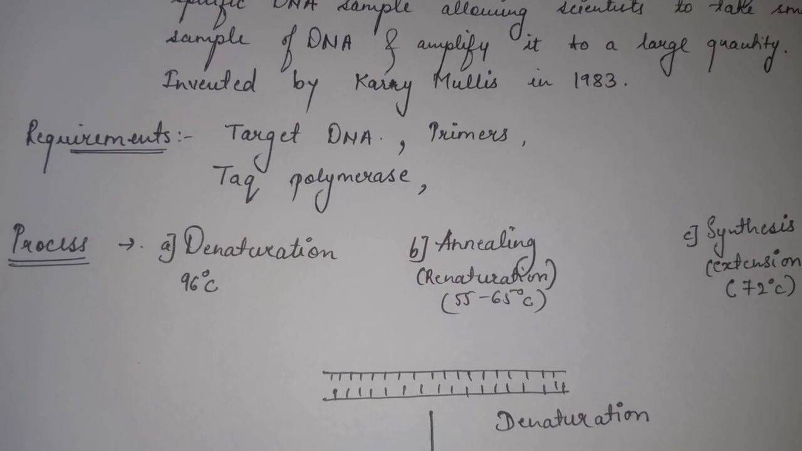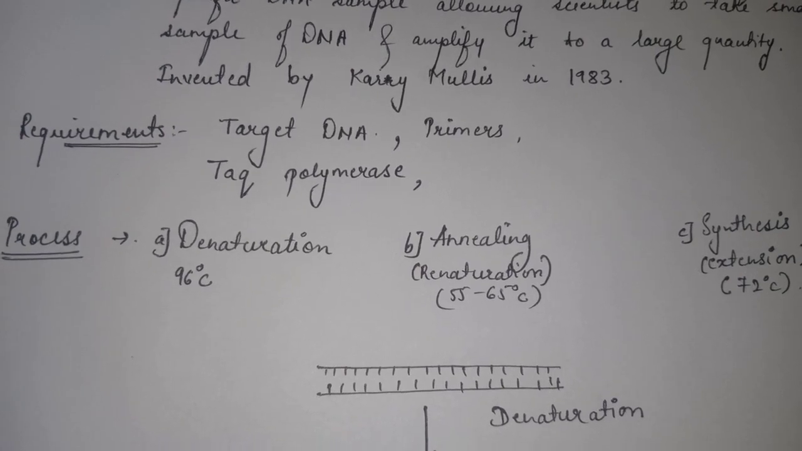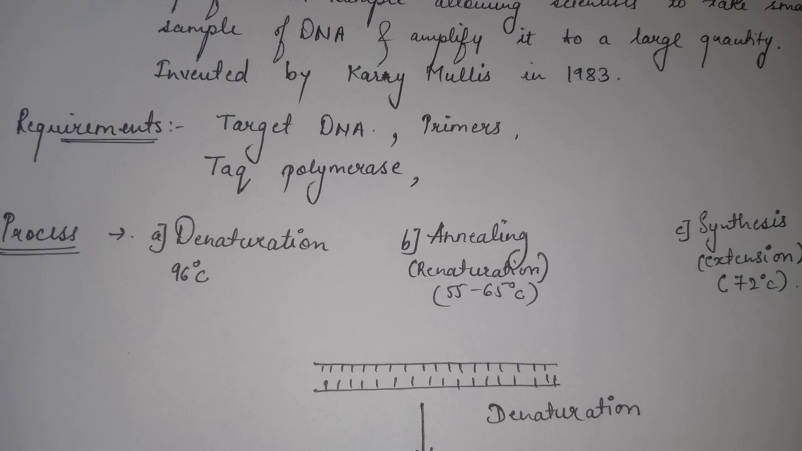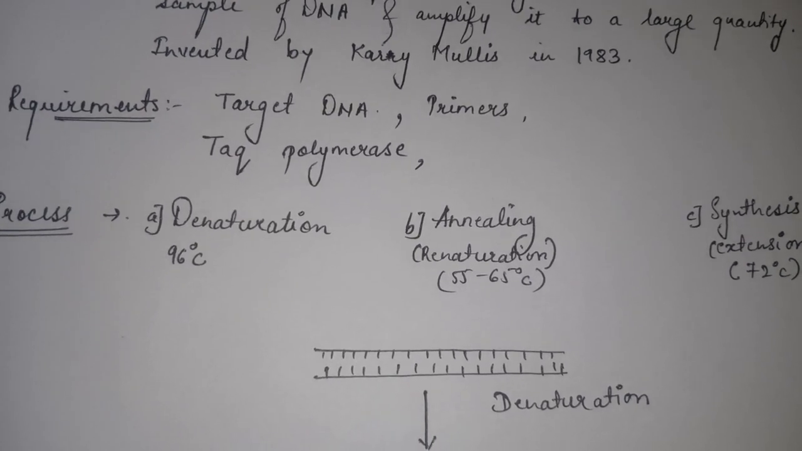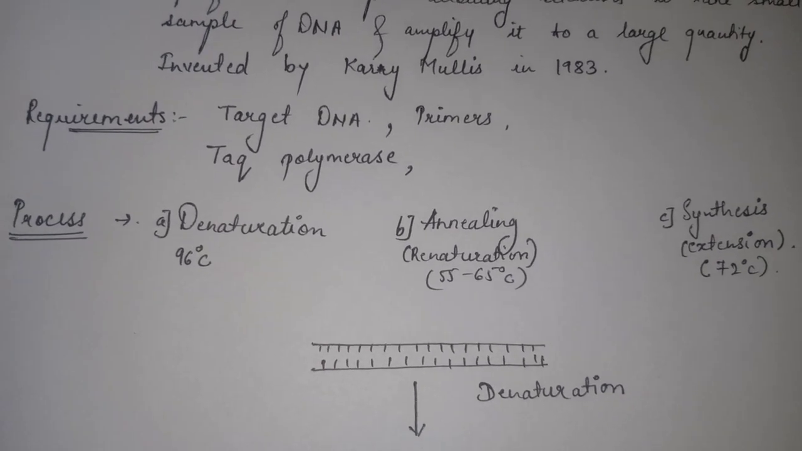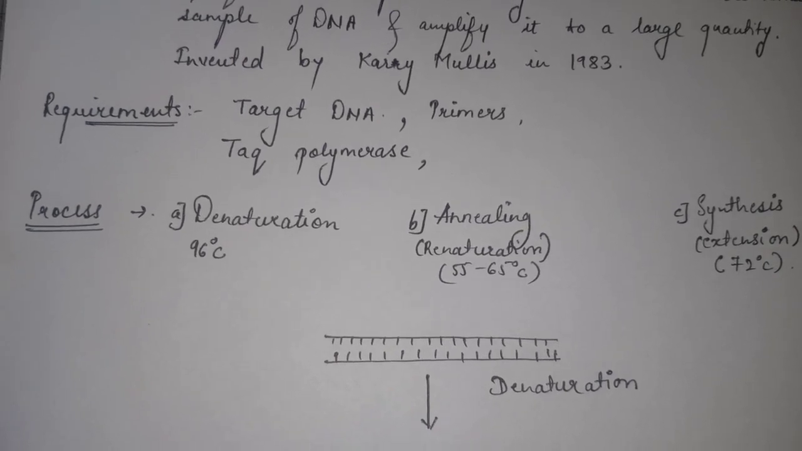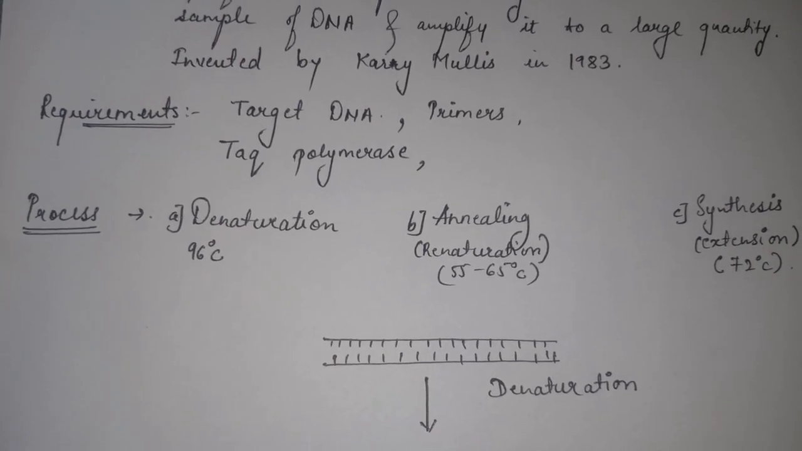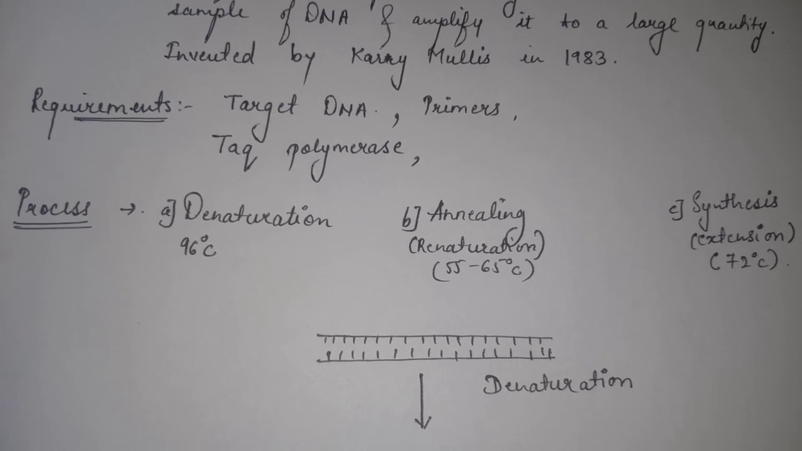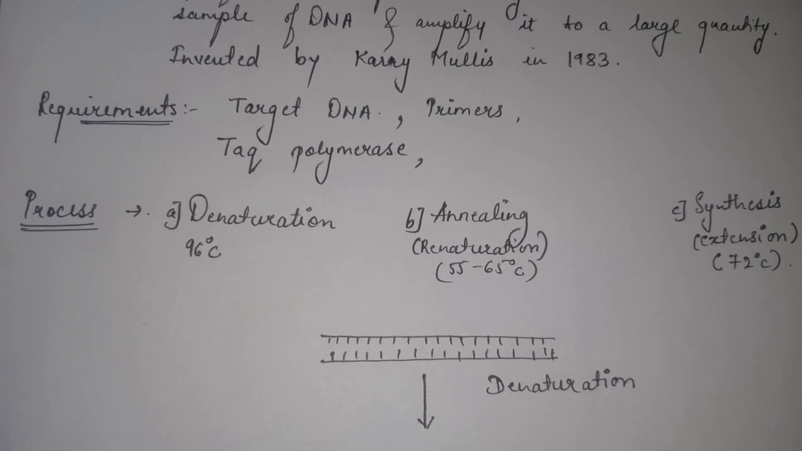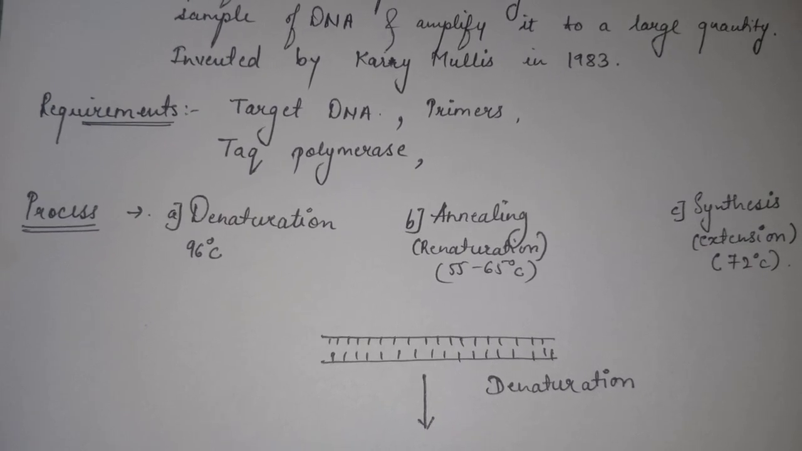Taq polymerase here is an enzyme which is derived from an organism, Thermus aquaticus, which is thermostable. This is very specific for this reaction because this organism can survive high temperature, or we can call it a thermostable organism. So that's where Taq polymerase is being used.